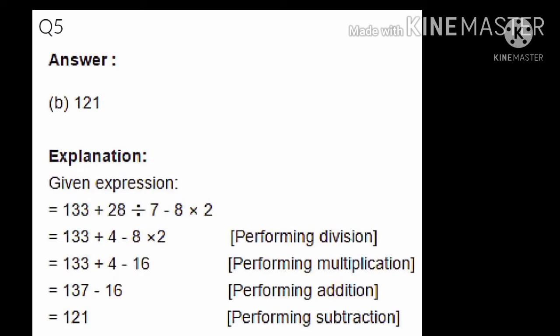Now question number 5, 133 plus 28 divided by 7 minus 8 into 2. So first we will do the division. So 133 plus 4 minus 8 into 2. Next multiplication. So 133 plus 4 minus 16. Next addition. So it is 137 minus 16 and our answer is 121.